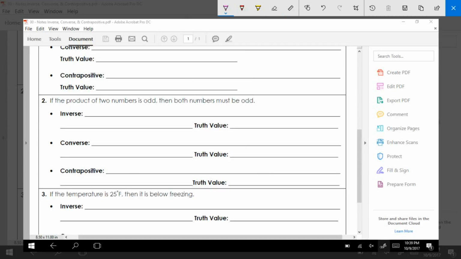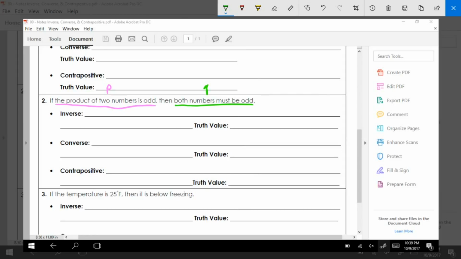So where's the hypothesis? It's always right after the word if, so the product of the two numbers is odd. That's going to be P. And then the conclusion is always right after the word then, so both numbers must be odd. That's Q. So that's going to help us because when we write our symbols out, then we can just substitute for our symbols.